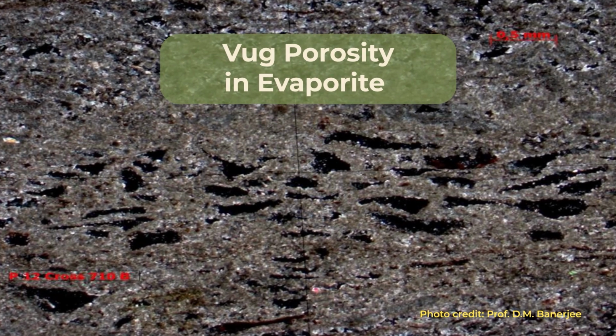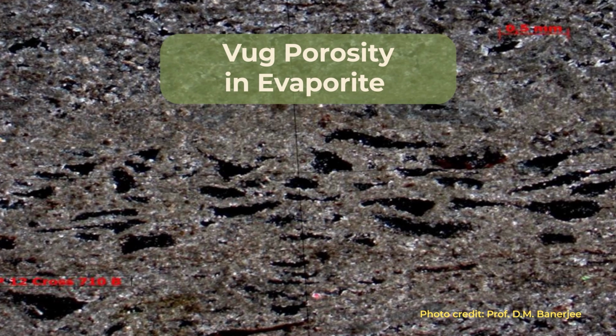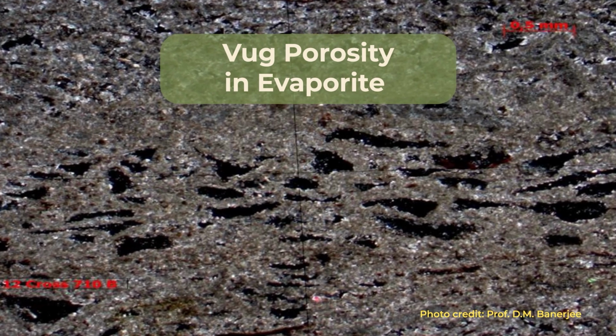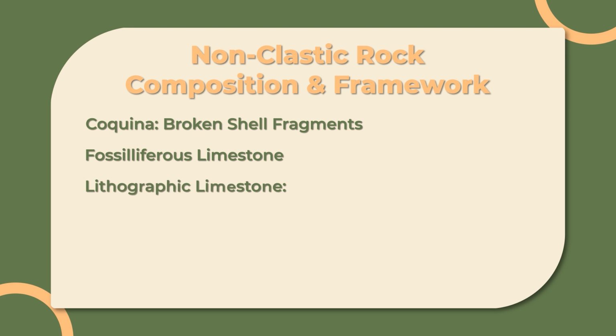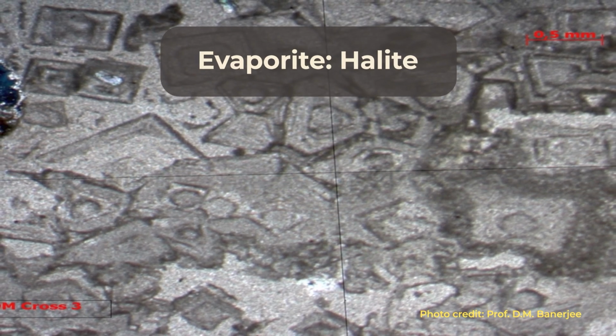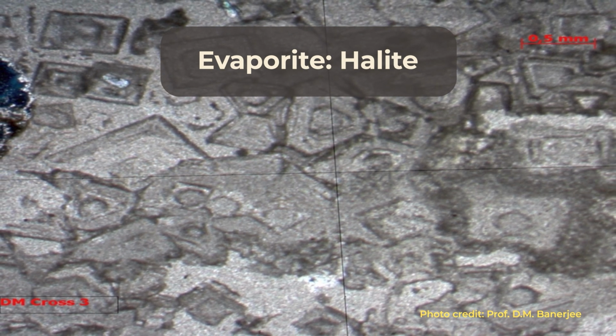In evaporite rock like salt-related material or potash, you have got voids in between, through which the percolating solution moves around. Non-clastic rocks also include coquina. They are formed by broken shell fragments, fossiliferous limestone, lithographic limestone, oolitic limestone, travertine, and tufa. Evaporite is an example of a salt here. This is a salt in thin section, it is halite.